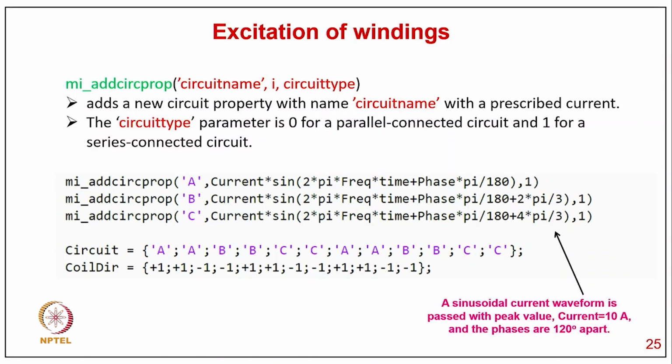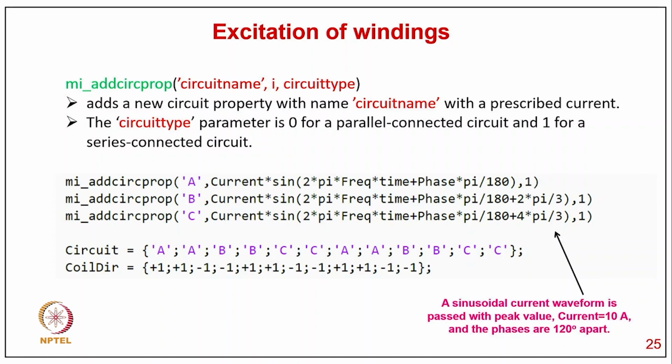So here is the excitation, mi_addcircuit. Add a new circuit property with the name circuit name with the prescribed current, and the circuit type parameter is 0 for the parallel connected circuit and 1 for the series connected circuit.